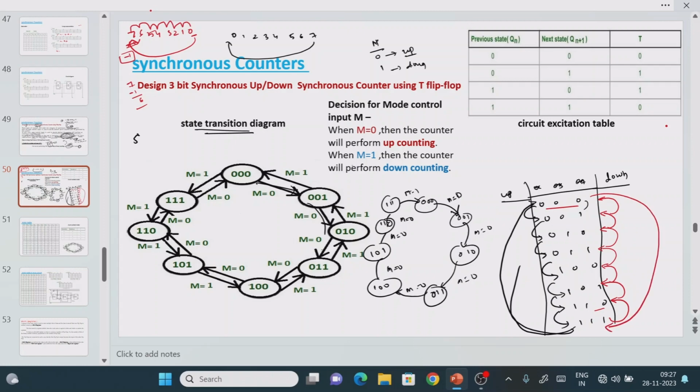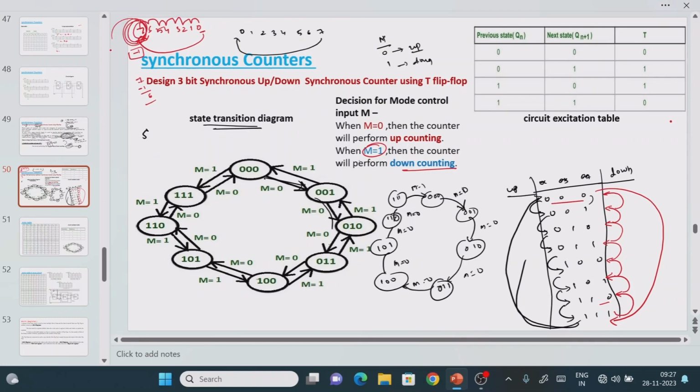See, which condition are we taking? When m equal to 1, we are performing the down counting operation, right? So we need to start from 7. So this is the 7. So 7, with m equal to 1, where is it going? It is going to 6. M equal to 1, where is it going? 6 to 5. Then 5 to 4, 4 to 3, 3 to 2, 2 to 1, 1 to 0. For 0, what is the down count value? It is 1 1 1, right? This is the state diagram representation for the 3-bit synchronous up down counter.